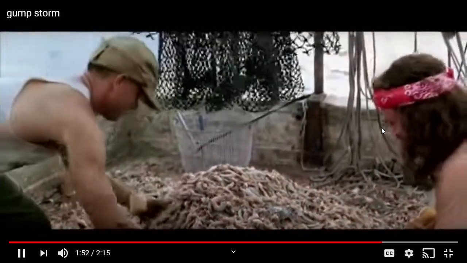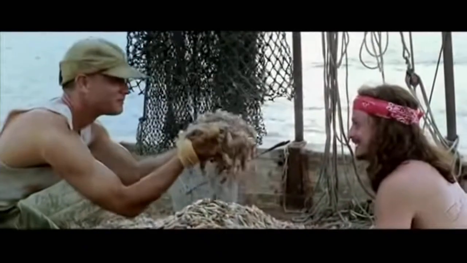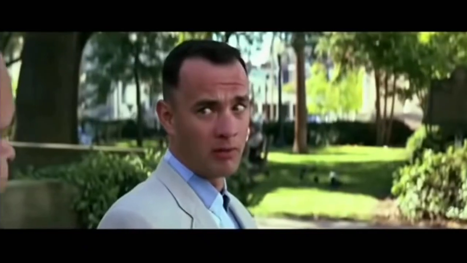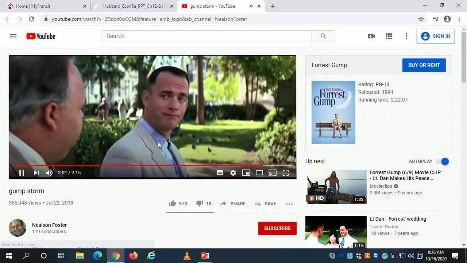But since people still needed them shrimps for shrimp cocktails and barbecues and all, and we were the only boat left standing, Bubba Gump shrimp's what they got.